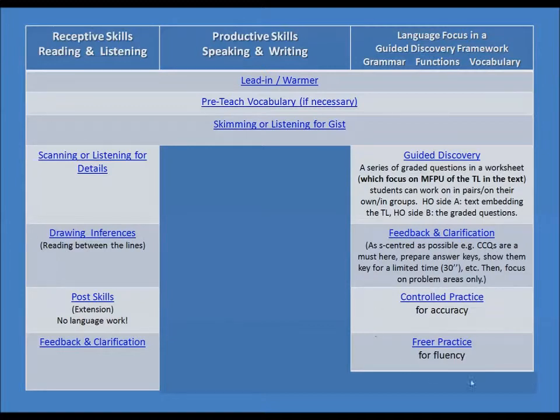Then we would have one more stage for freer practice so that students can use the target language more fluently. And then we would have again feedback and clarification, as you will see in a minute.